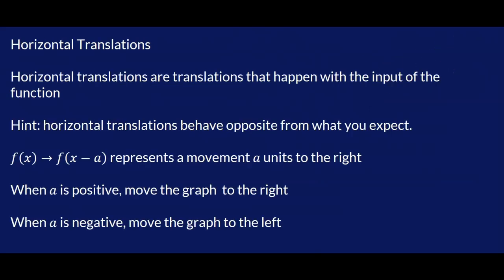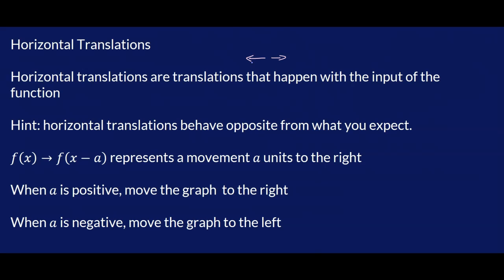Now let's go into detail with each of these. Horizontal translations are translations that happen with the input of the function. So that means we're moving the x values left and right. Remember that the x also is your domain. So we're moving the function along the domain. And generally, horizontal transformations tend to behave in the opposite way of what we think.